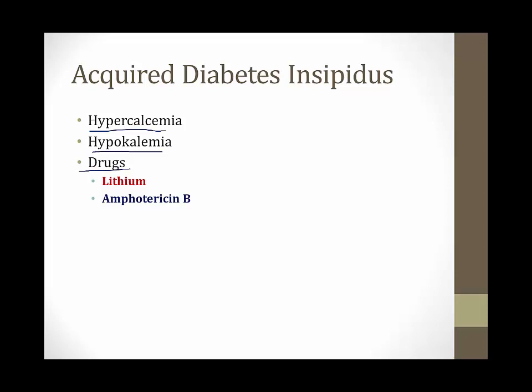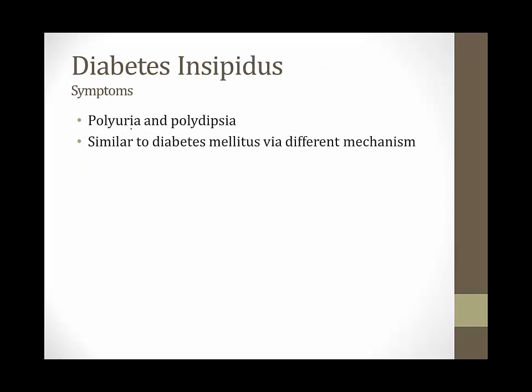I've listed two of the classic ones on the screen. Lithium, which is a psychiatric drug, and amphotericin B, which is an antifungal drug, are both classically associated with development of diabetes insipidus. The symptoms of diabetes insipidus are polyuria and polydipsia. When there is a lack of response to ADH or a lack of ADH, the kidneys excrete excessive free water. This leads to polyuria. The patient then gets dehydrated and therefore they are thirsty all the time, and that's polydipsia.